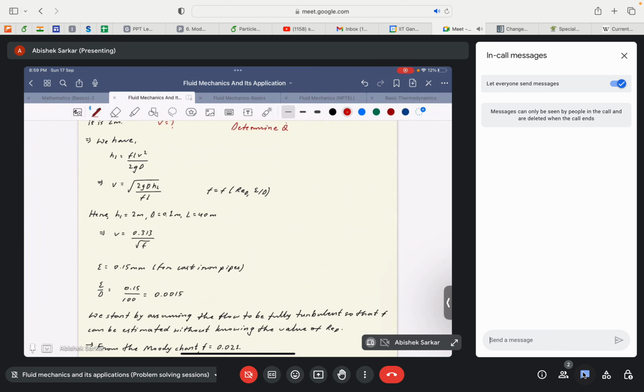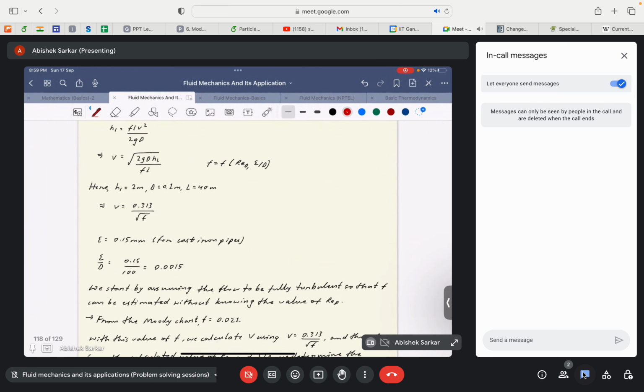Again, epsilon for a cast iron pipe is 0.15 mm. So epsilon by D would be equal to 0.0015. Now epsilon by D is known, but Reynolds number we do not know. So as I told, what we do is take a guess of Reynolds number. That is usually in the case of a fully turbulent flow regime, which is the standard way of solving the problem. It helps in faster convergence.